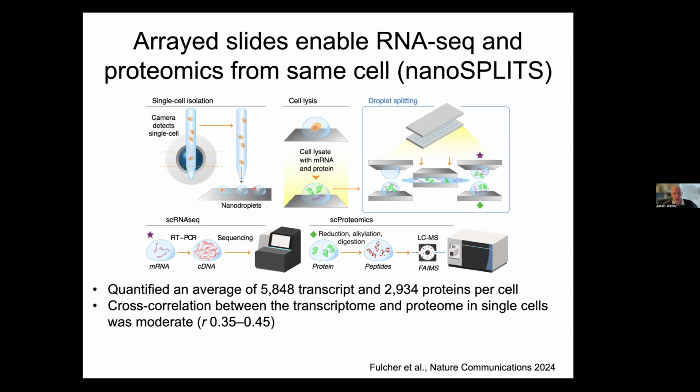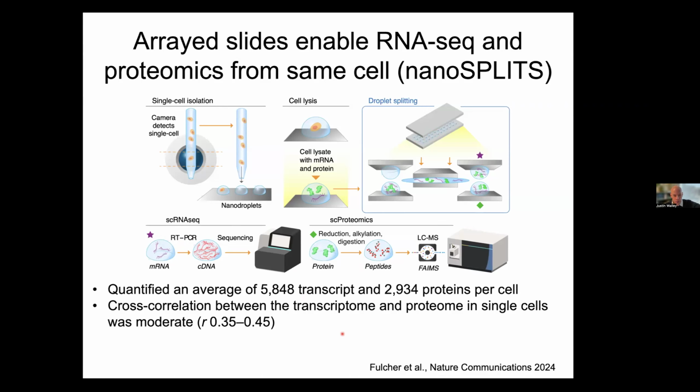And the idea here is you form the droplets with a single cell in them, and you essentially sandwich two of these plates together. Half of the cell goes on one plate and half of the cell goes on the other. They benchmarked this and showed that it really reproducibly does split at a very precise volume. Then you can do RNA sequencing on half of the cell and proteomics on the other half. With their approach, they're able to quantify about 6,000 transcripts and 3,000 proteins per cell.